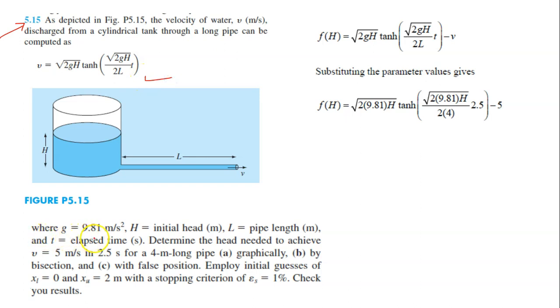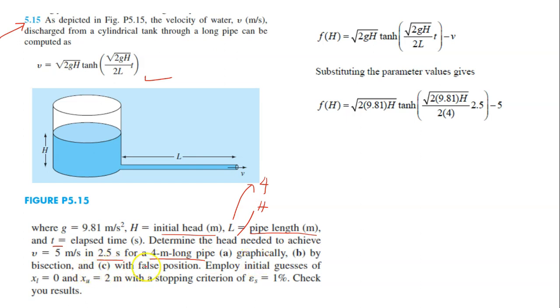Given G, 9.81 meter per second squared, so this is the gravity. H, the initial head, which is in meter. L, the pipe length, also in meter. T, the elapsed time. And determine the head needed. So determine the head, which is the H, to achieve velocity 5 meter per second in 2.5 seconds for a 4 meter long pipe. So 4 meter long pipe is the L. So L here is 4.